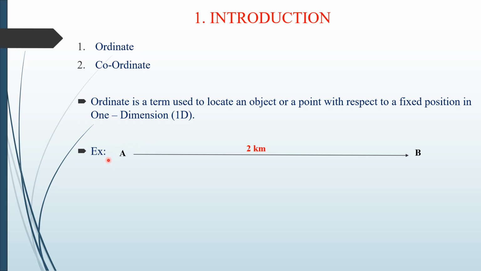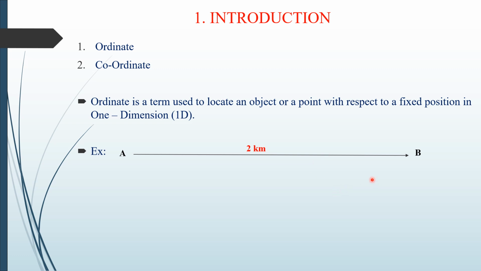Suppose A is a fixed point and B is an arbitrary point. An arbitrary point is a point that can change its position anywhere. Suppose I want to keep my B point here, here, anywhere, whereas I'm going to keep A point as fixed position. So whenever I move this point B, I can keep it here, or here, anywhere.